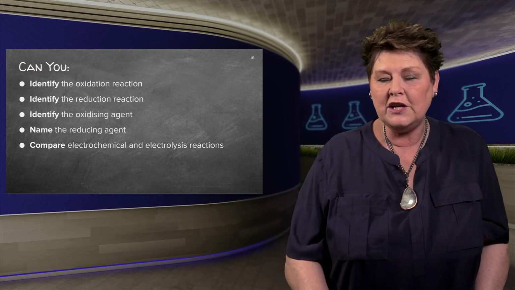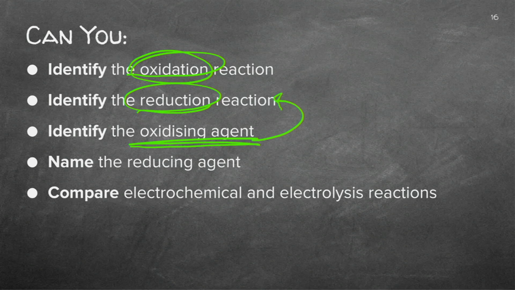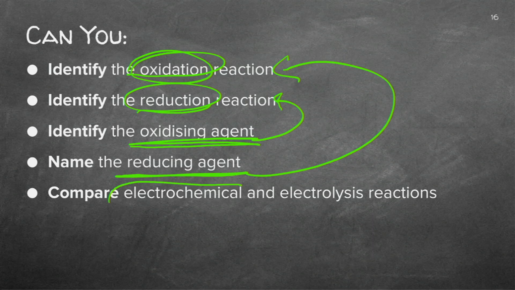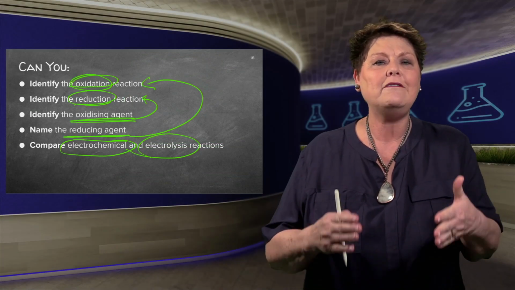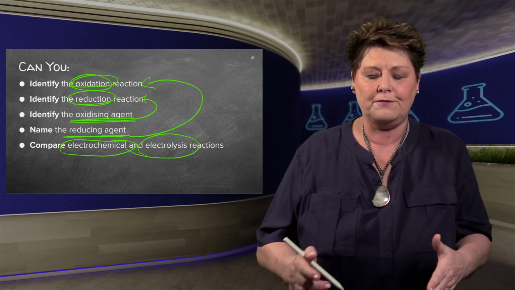Right, what do you need to know? You already have a knowledge of oxidation. You should have knowledge of reduction, linking the oxidizing agent to the reduction reaction, linking the reducing agent to the oxidation reaction. And then finally, have an idea what electrochemical, electrolysis, galvanic, voltaic means. But have a look at the next few lessons where we are going to have a look at this specifically.